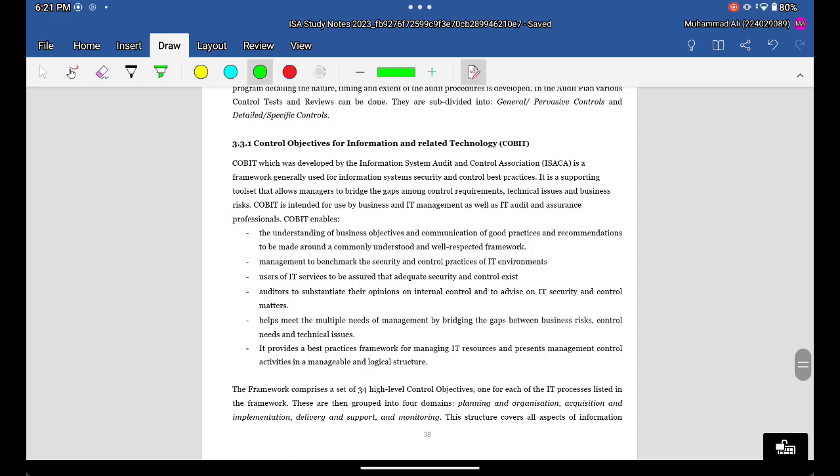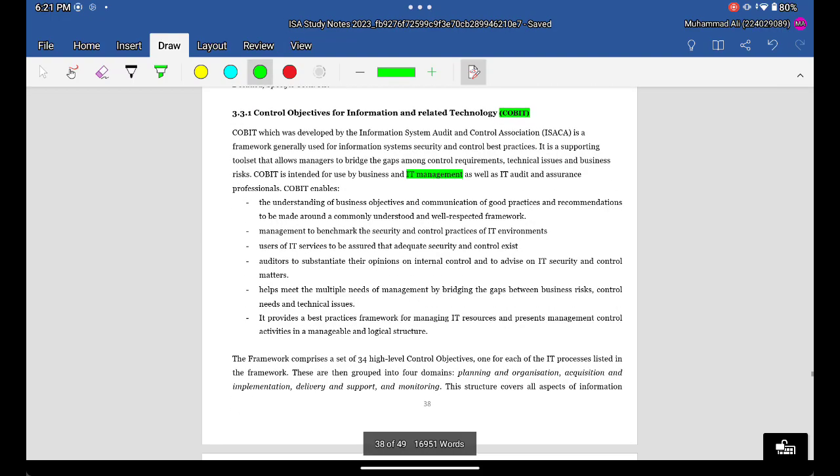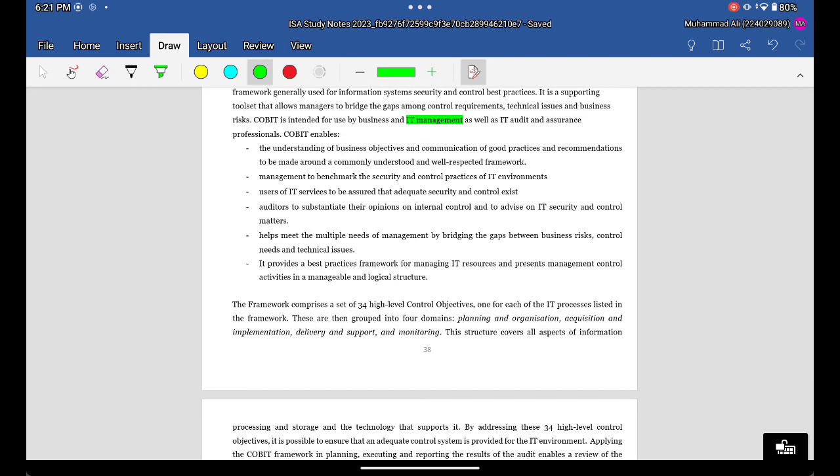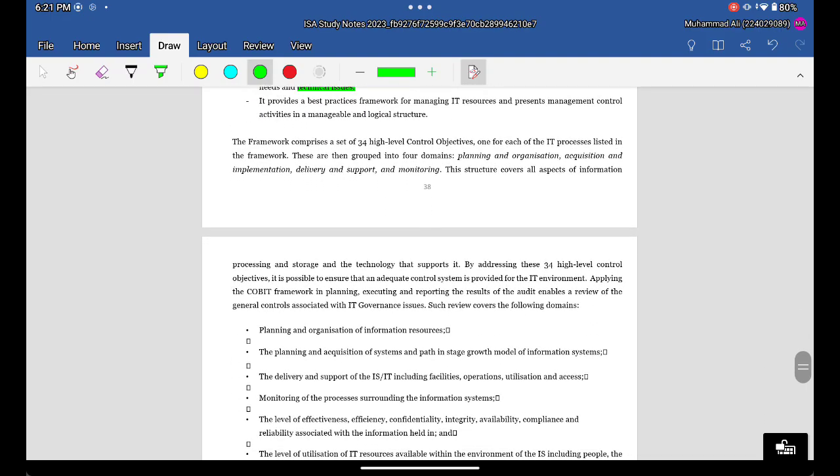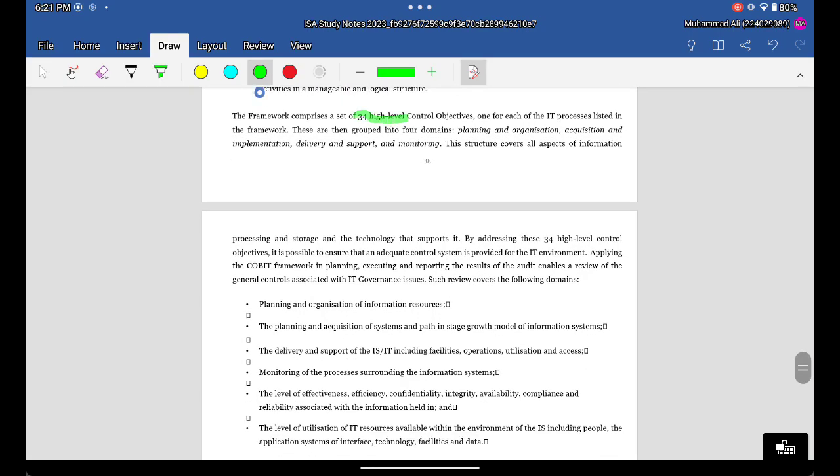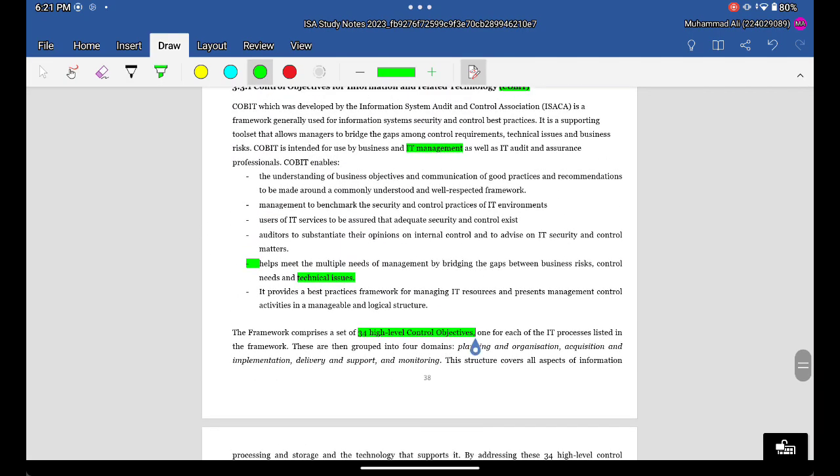Now, Control Objectives for Information. So COBIT, right? Whenever they talk about IT management, the governance framework here is called COBIT, Control Objectives for Information and Related Technology. It relates to technology, which is IT management. It looks at all the technical issues, anything related to technology, making sure the technology being used in the business is good and has security. There are 34 control objectives in COBIT.